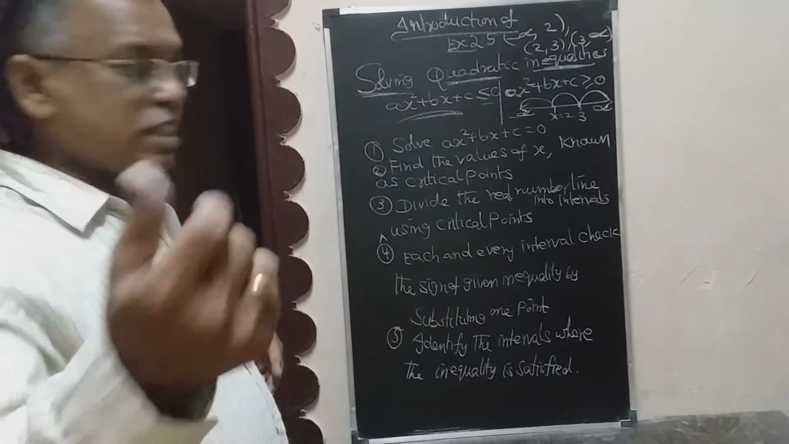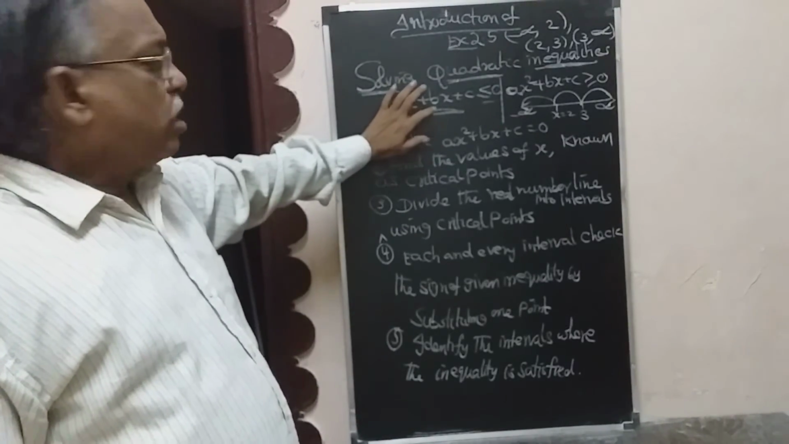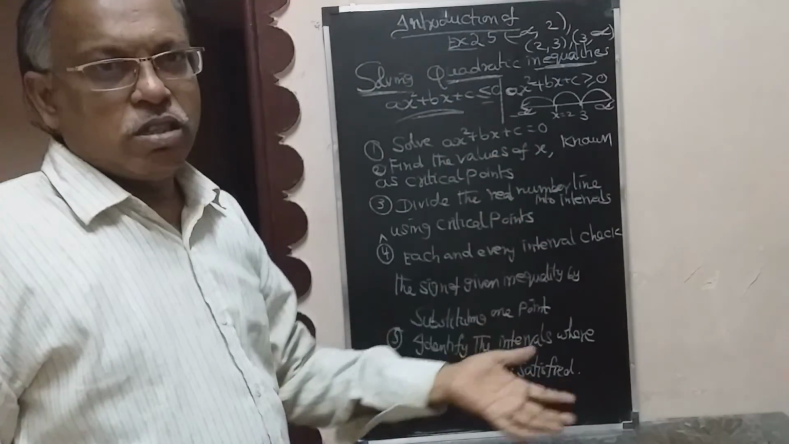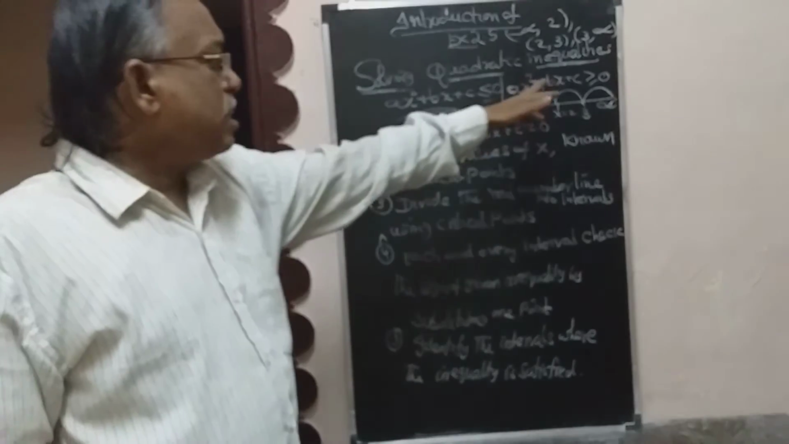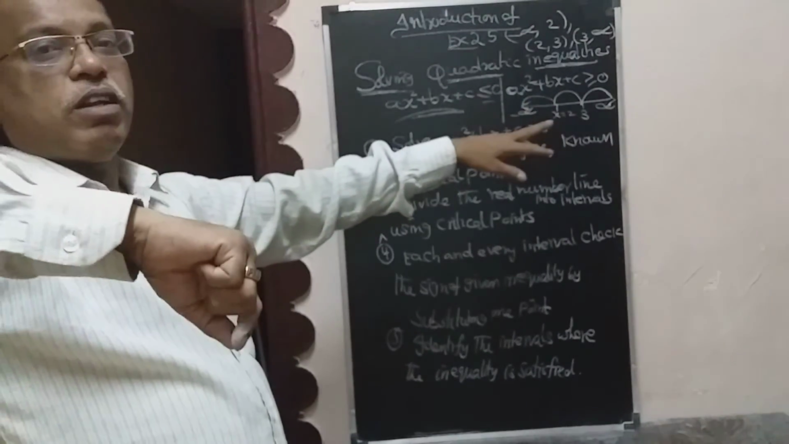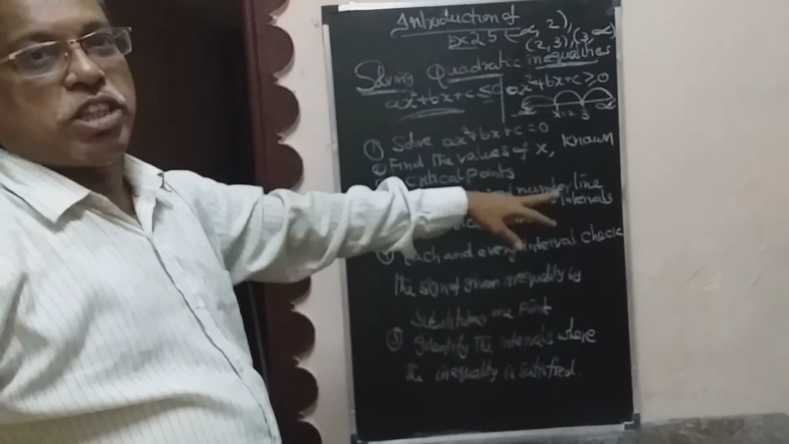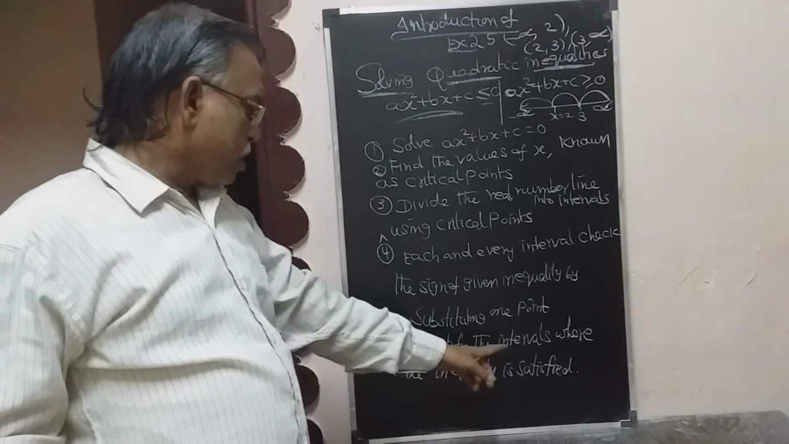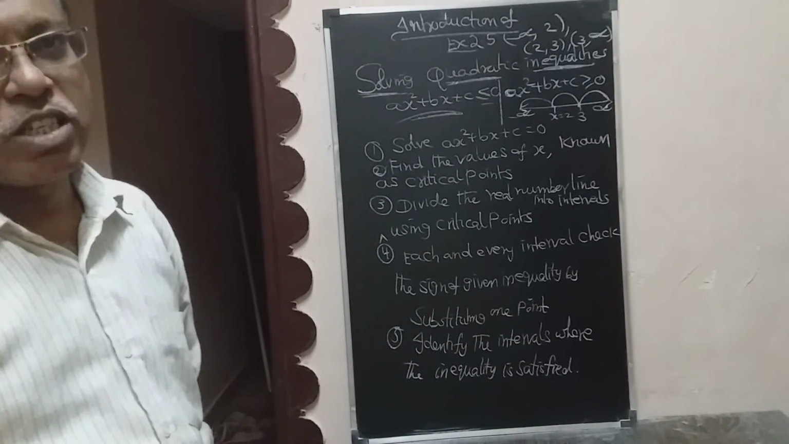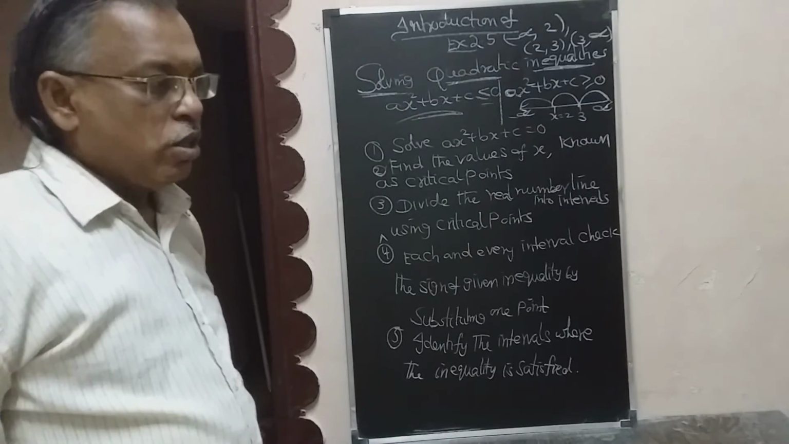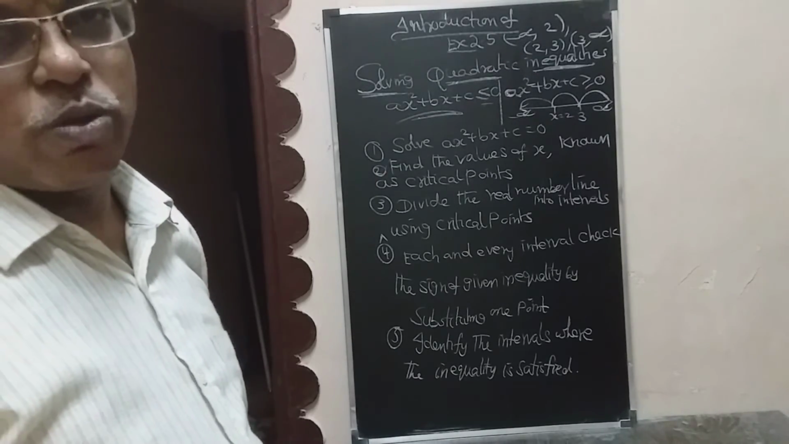Take one point, check the sign of this inequality. If it is less than 0, that is your answer. If it is greater than 0, for that particular greater than sign you have to check. That is the fifth point. Identify the intervals where the inequality is satisfied. So these 5 points you must know, students.